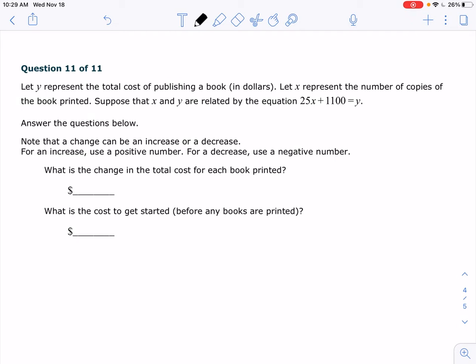What is the change in the total cost for each book printed? What is the cost to get started before any books are printed? Okay, so let's think about this for a second.